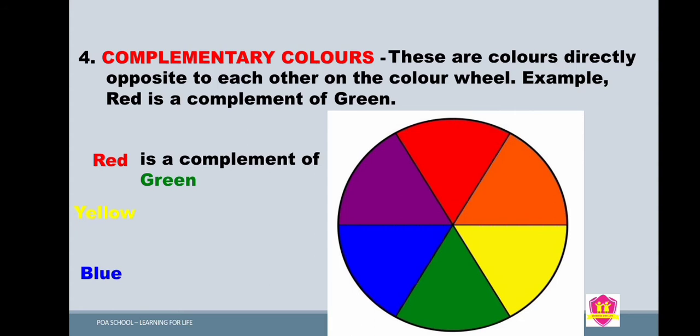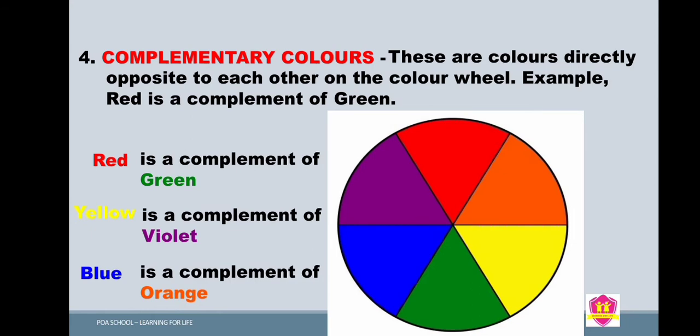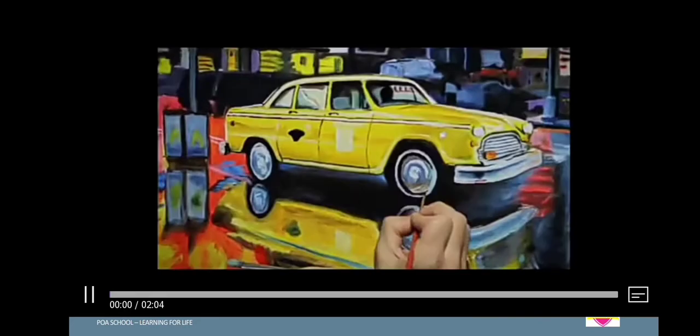Help me with the second and the third one. The second one is yellow. So the complement of yellow is what? Okay, so the complement of yellow is violet. And the last one, the complement of color blue is what? That's great. So the complement of blue is orange. Let's now look at this video and get more explanation on this very topic.